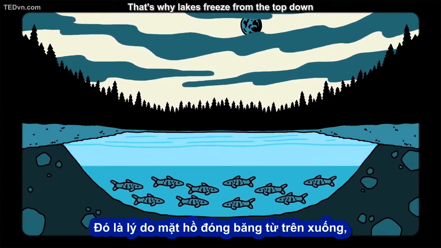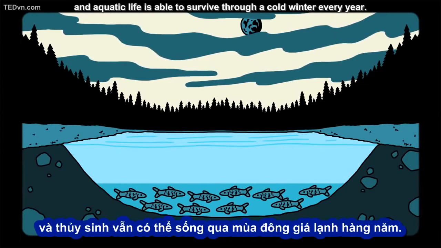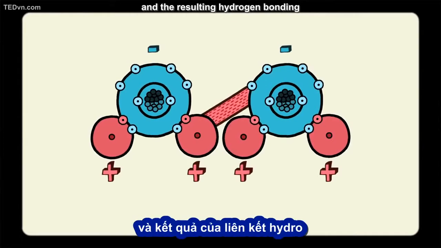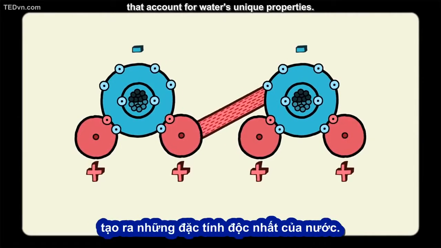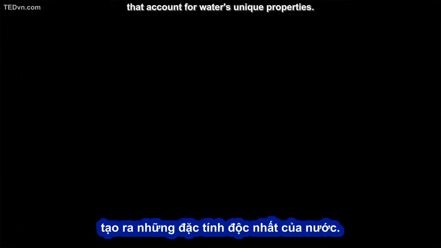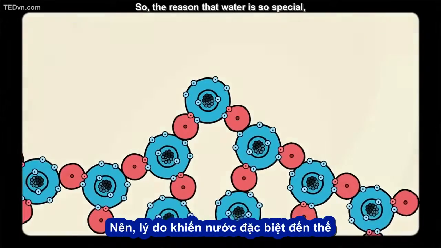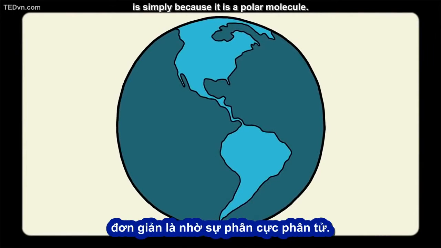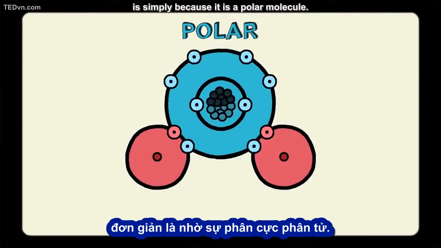That's why lakes freeze from the top down and aquatic life is able to survive through a cold winter every year. It is the polarity of the water molecule and the resulting hydrogen bonding that account for water's unique properties. So, the reason that water is so special, from inside your cells to the world's oceans, is simply because it is a polar molecule.